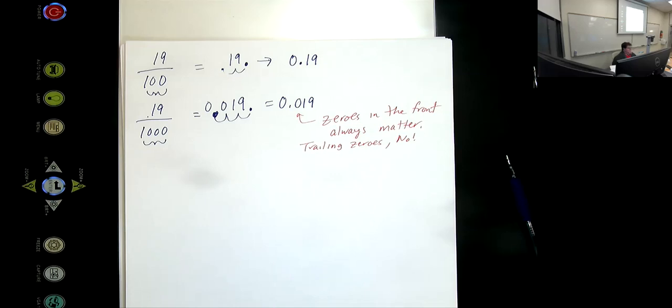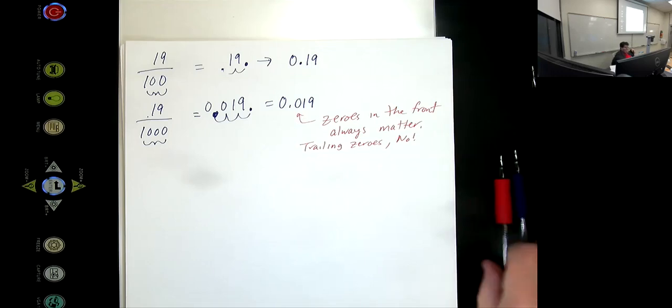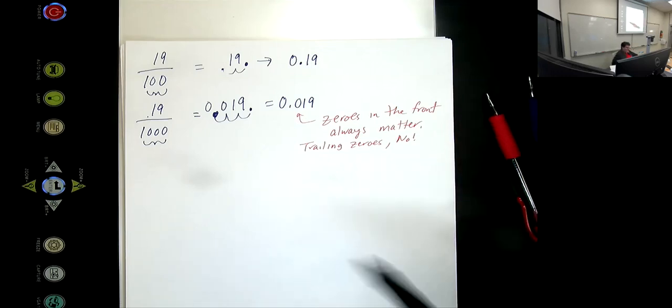That's exponents, roots, powers of 10. We're on to 1.3, order of operations.